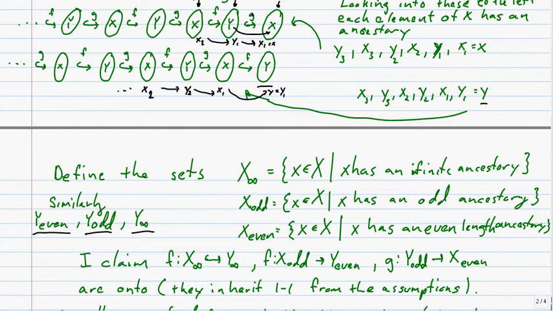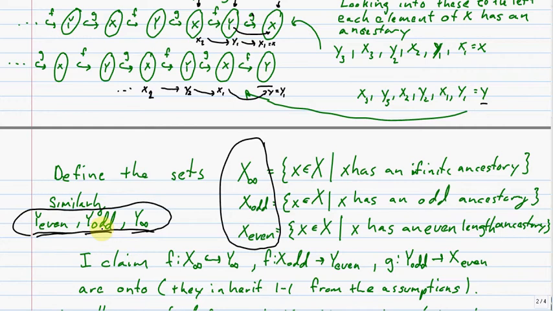And my claim was that these sets partition Y, and these sets partition X. In other words, every x element would have to be represented somewhere in these three sets, and every y element would have to be represented somewhere in these three sets.